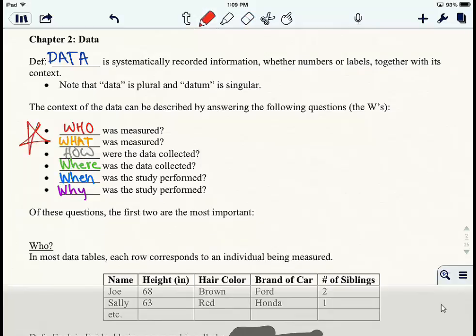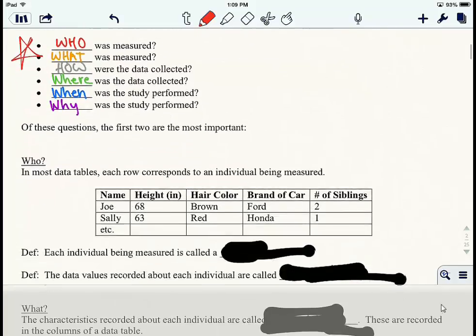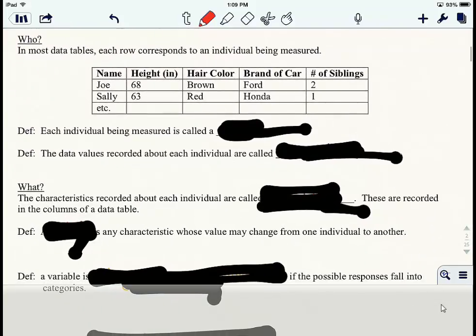However, the more of these questions you can answer, the more you can understand the study or experiment you're collecting data on, and then be able to better infer stuff statistically. Let's talk about who first. Below here we have a data table, and each row corresponds to an individual being measured, or who is being measured, and we call those individuals cases.